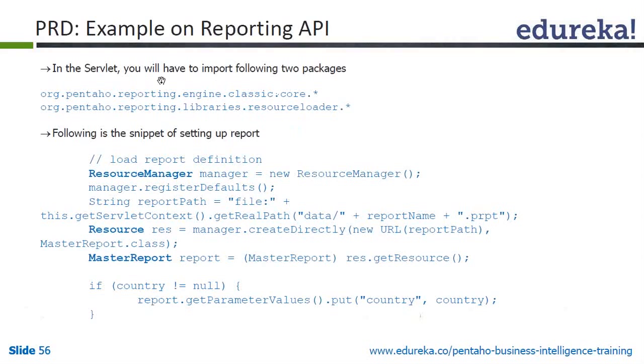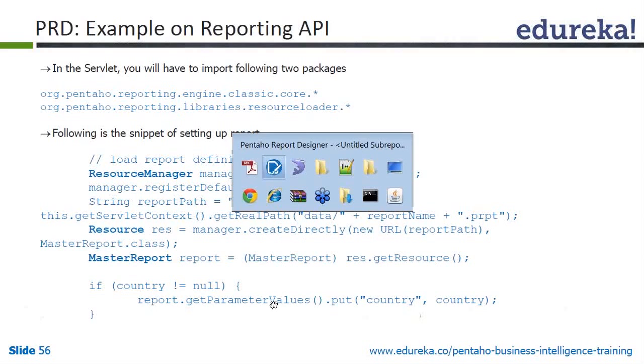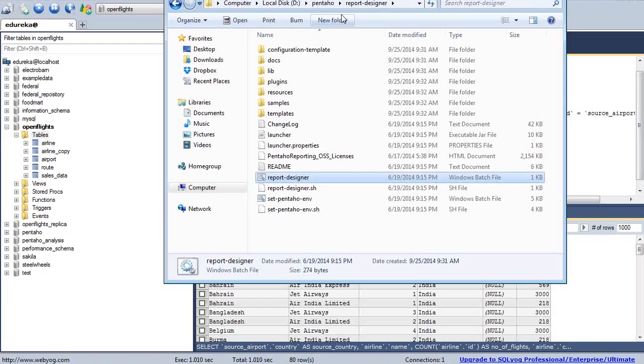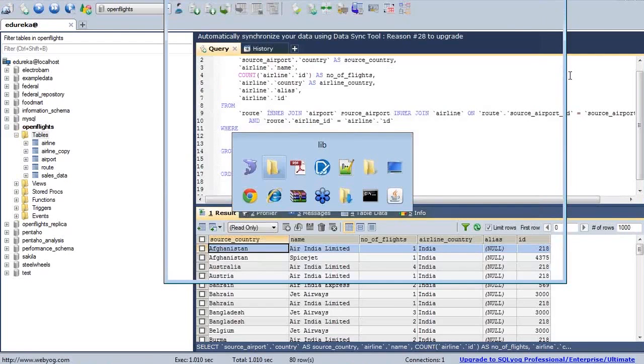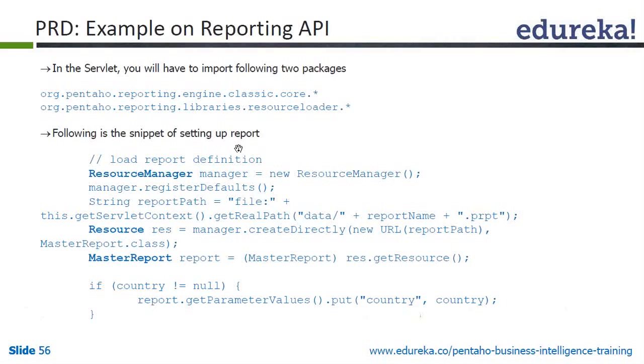But practically you won't be relying on that, but you will be working on some IDE like Eclipse or NetBeans. In that case, you'll have to copy the libraries, or you'll have to link the libraries from your Pentaho. So here, this is report designer, and if you go to lib, you can see all these libraries, so they need to be linked in your Eclipse project. You don't need to download it again. So following is the snippet. So first is load report definition. Now you have resource manager.